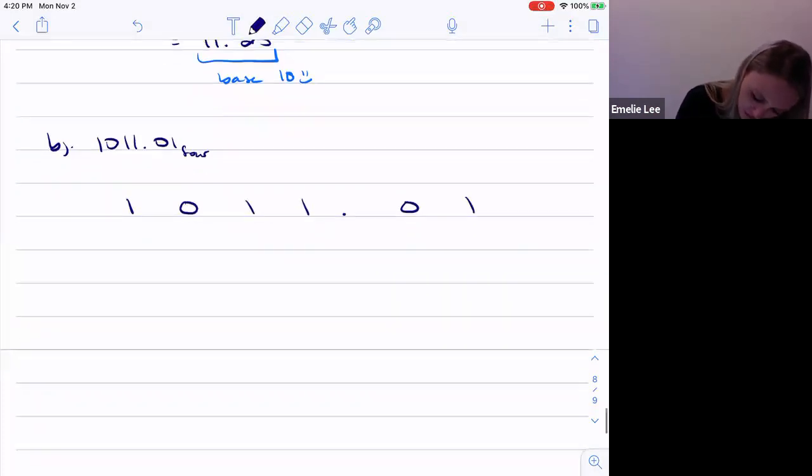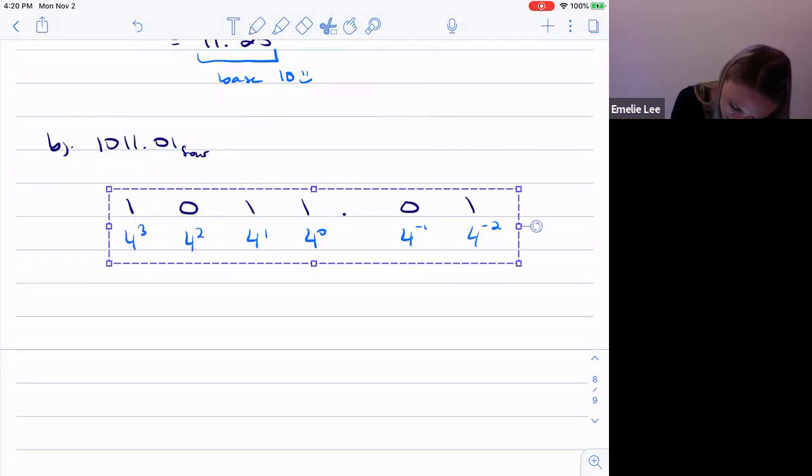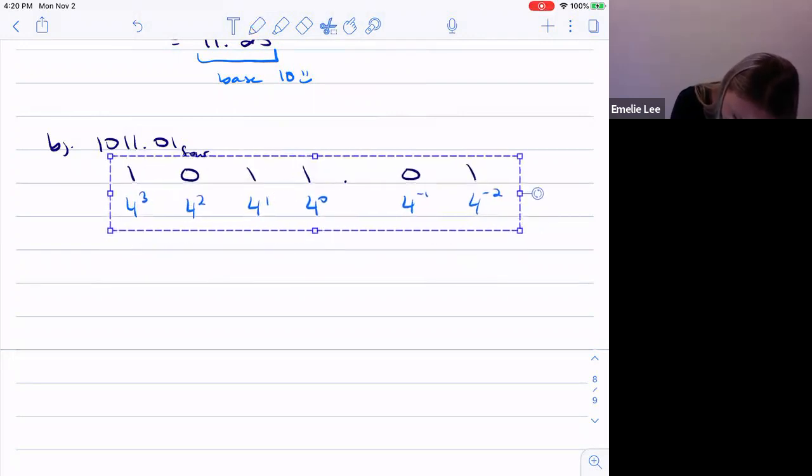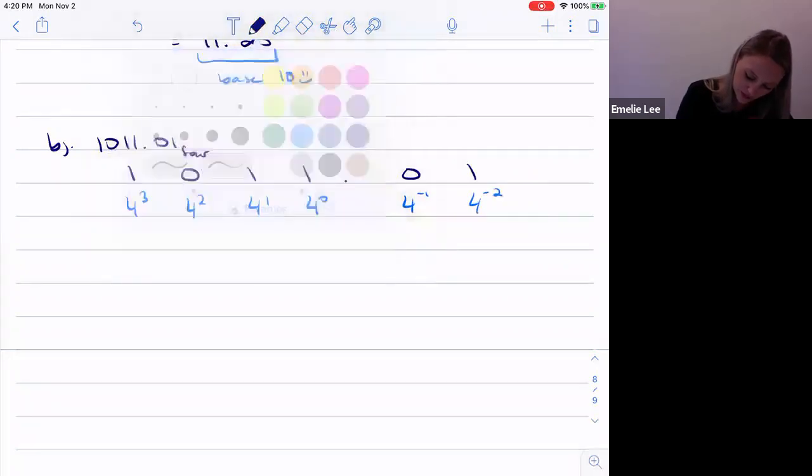1011.01. So now I'm working in base 4. So this is 4 to the 0, 4 to the 1, 4 to the 2, 4 to the 3, 4 to the negative 1, 4 to the negative 2, filling it out that way. And because I want to keep it on the same page, I'll bump it up one step.